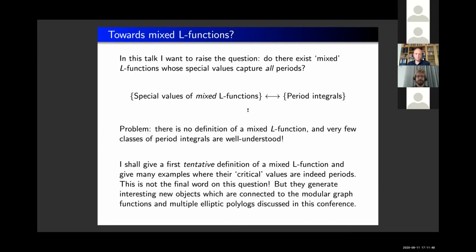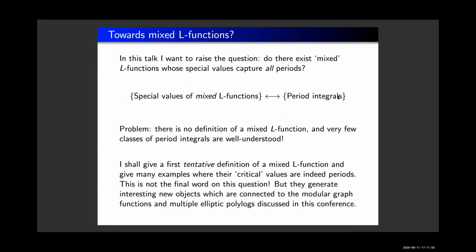Now, the problem with this very heuristic and very speculative picture is that both sides are very mysterious. The left-hand side, well, there is no definition, certainly no agreed definition of what a mixed L function should be, let alone whether it should exist at all. And the other problem is that we can write down lots of random periods, but there are very few whose structure and geometry we really understand. So there's not much evidence to go on.